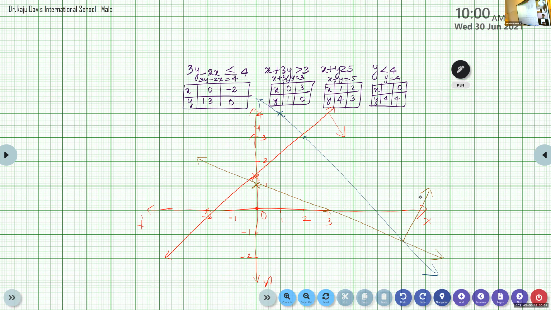Then, y equal to 4. What about y equal to 4? Y equal to 4 means it is a line parallel to the x-axis, isn't it? So, this is the line y equal to 4. Equation of the x-axis is y is 0. And equation of the y-axis is x is 0. So, here we are getting y is 4, a line parallel to the x-axis.